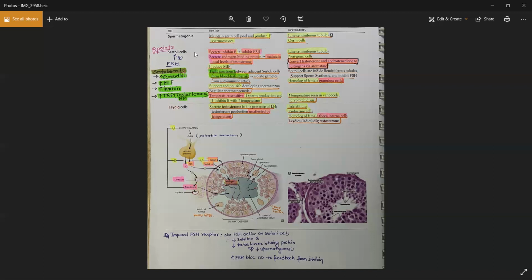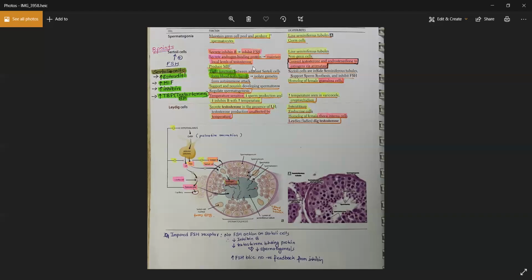So these are all the functions of the Sertoli cells. Four functions which are secretory, one function which is protective, one is the temperature sensitive point, and the second is the homologue of the female granulosa cells. These eight points you must remember for the Sertoli cells. Any doubt, please ask.